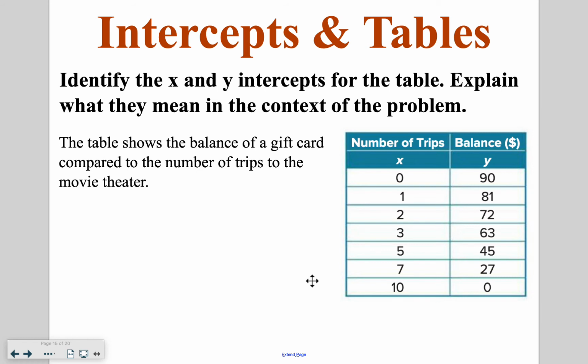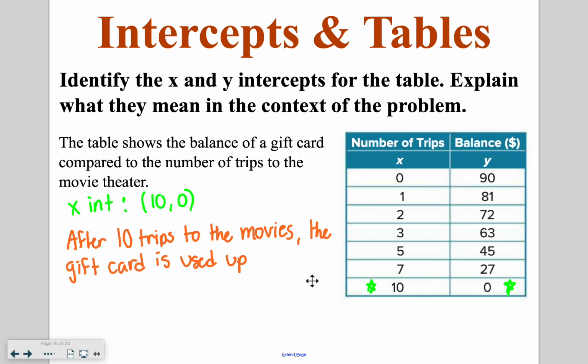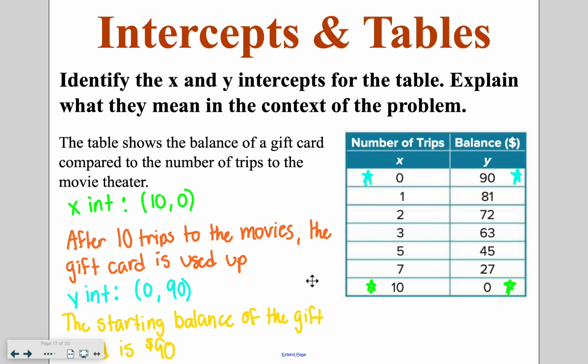I want you to try finding these values on your own, starting with the x-intercept and its meaning. So in this case, our x-intercept is (10, 0), meaning after 10 trips to the movies, the gift card has run out of money. Now go ahead and find and interpret the y-intercept. So our y-intercept is (0, 90), meaning the starting balance of the gift card was $90.